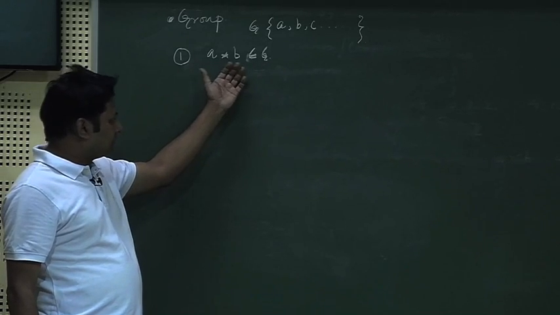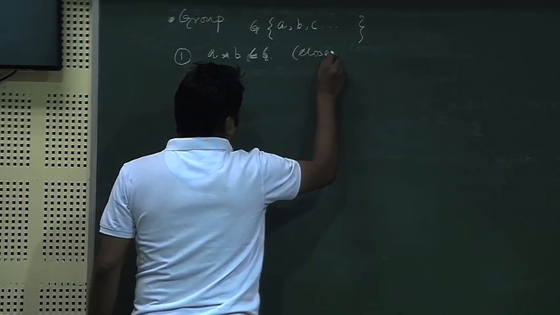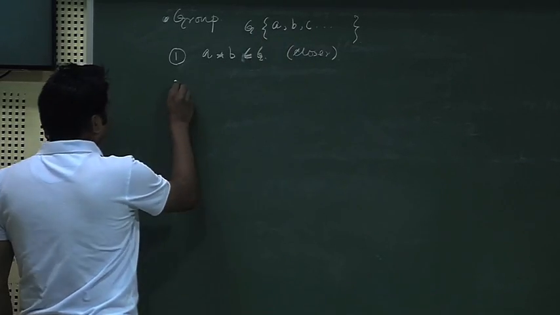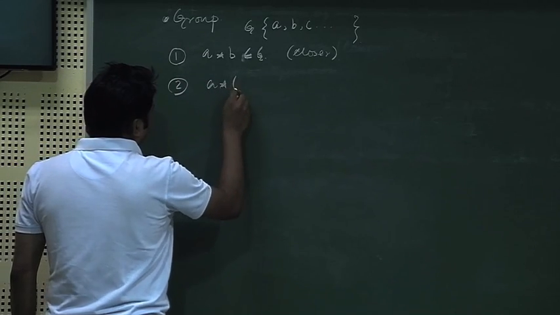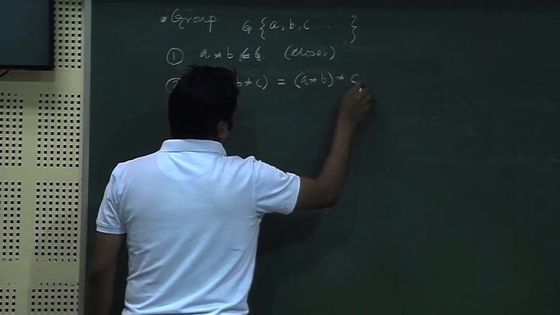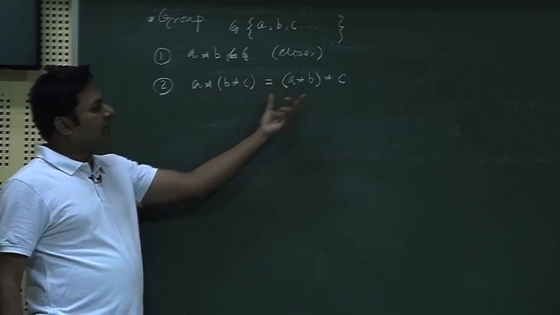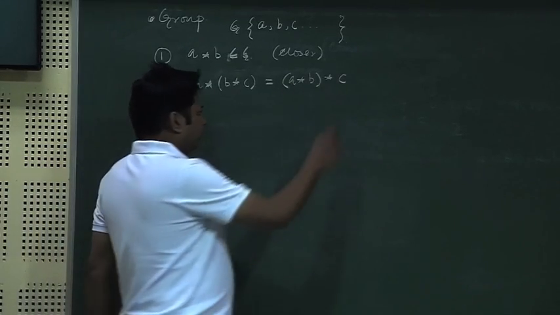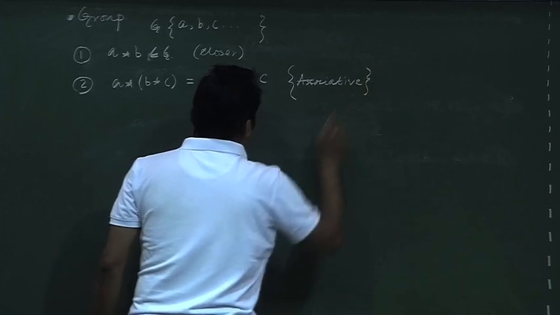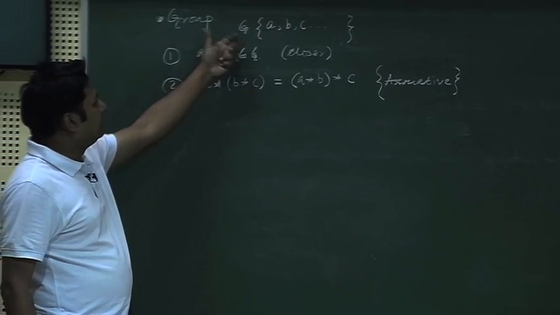By definition this is true, because that is exactly the definition of a binary operation. It is called the closure property: I operate over two elements, and whatever I get is inside the set. Second: A star B star C is equal to A star B star C, grouped differently. I first operate B and C and then operate that quantity with A. This is the same as operating A and B first and then operating with C. This is called associative. So, the first one is closure, the second one is associative. These two rules have to be followed by G if it forms a group.